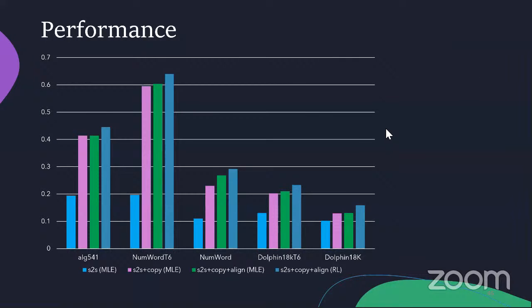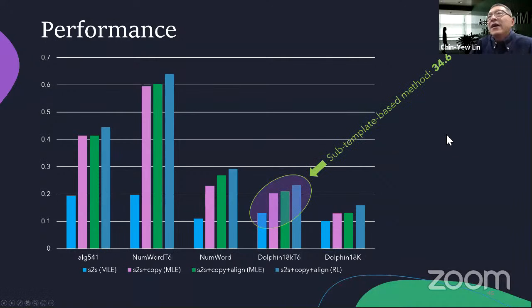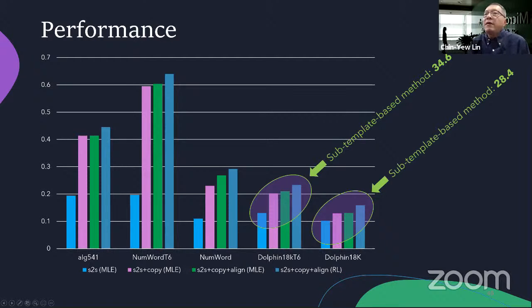And by doing this, you can see that they're doing well, right? By adding the copy alignment, and also the reinforcement learning, on the Dolphin 18K data set, you can see about 20-some percent accuracy. But if you remember, I just showed you that the template-based method got 34.6%, much better than this one. So that means that the template-based method is better than the sequence end-to-end method.